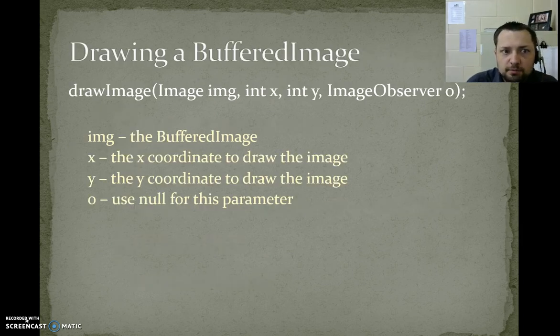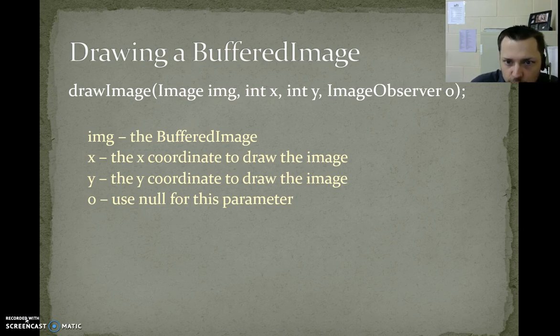Drawing a buffered image. So there's a command to draw an image, just like there is draw rectangle. It's drawImage, image, so any type of image. We're going to be using a buffered image. Int x, int y, that's the top left-hand coordinate of it, and then image observer. Don't worry, we don't have to know what an image observer is. We're always going to use null.